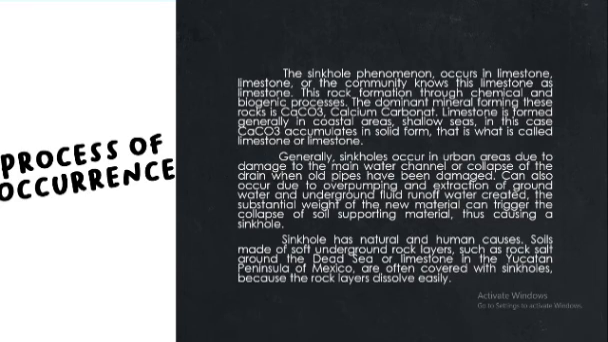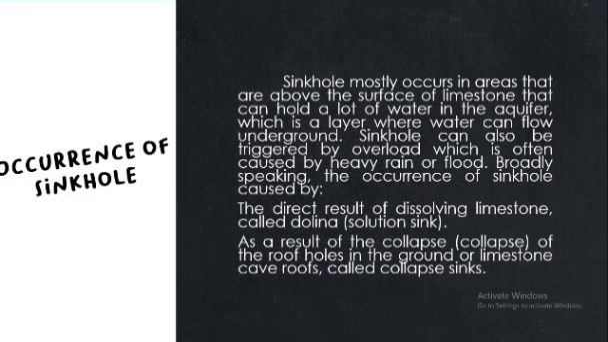Generally, sinkholes occur in urban areas due to damage to the main water channel or collapse of the drain when old pipes have been damaged. They can also occur due to overpumping and extraction of groundwater. Occurrence of sinkholes: a sinkhole must occur in an area above a layer of limestone that can hold a lot of water in the aquifer, which is a layer where water can flow underground. Sinkholes can also be triggered by overload, which is often caused by heavy rain or flood.